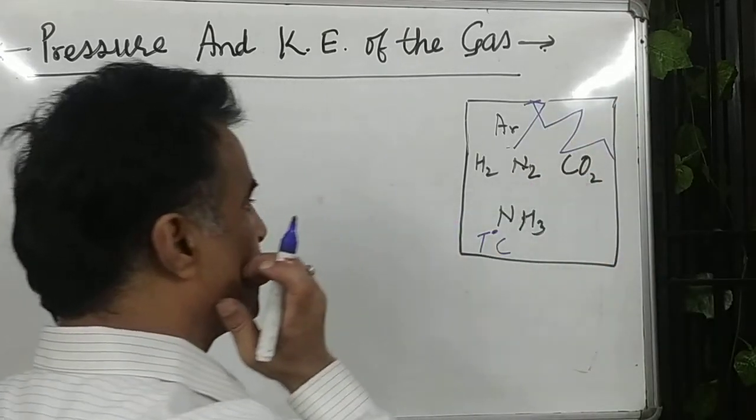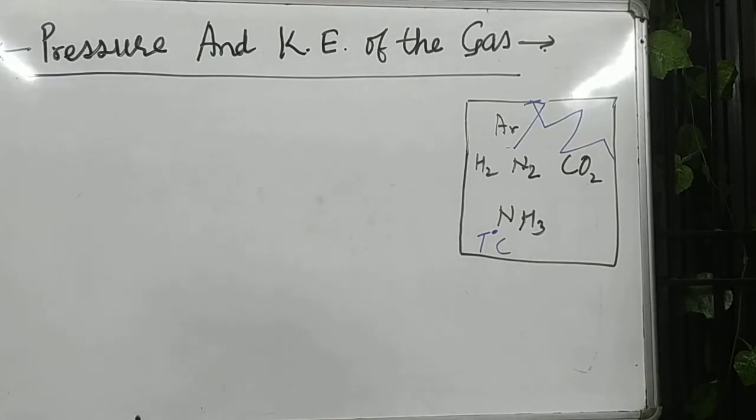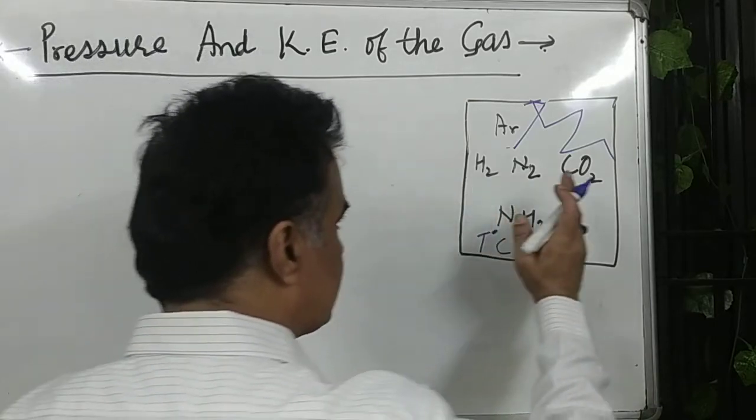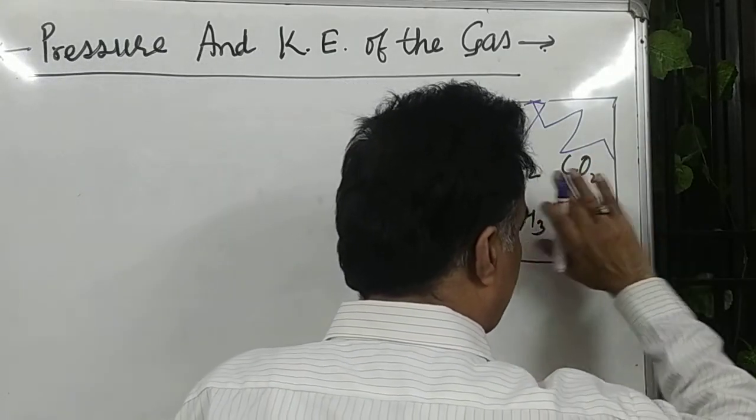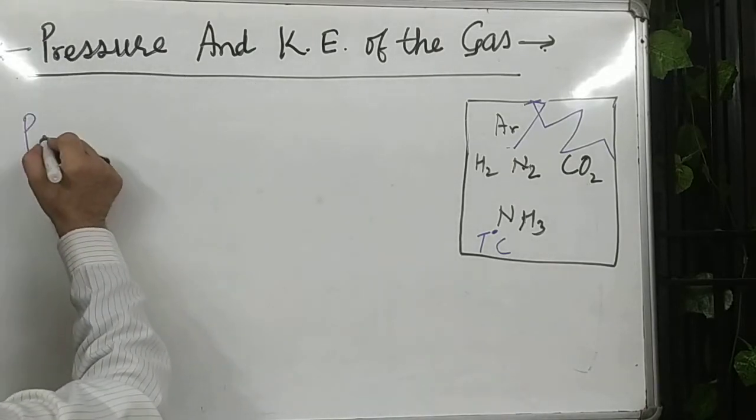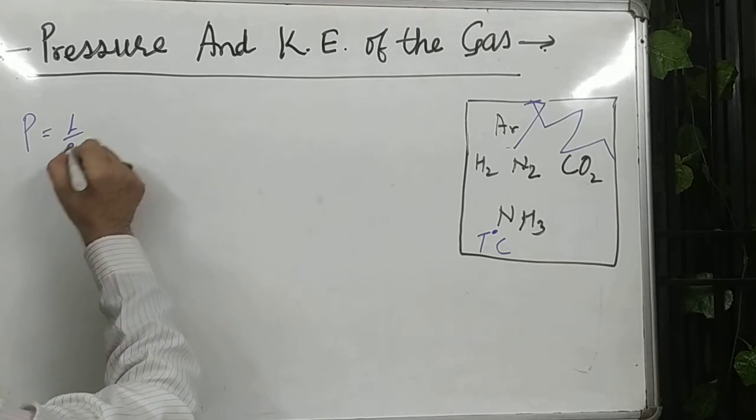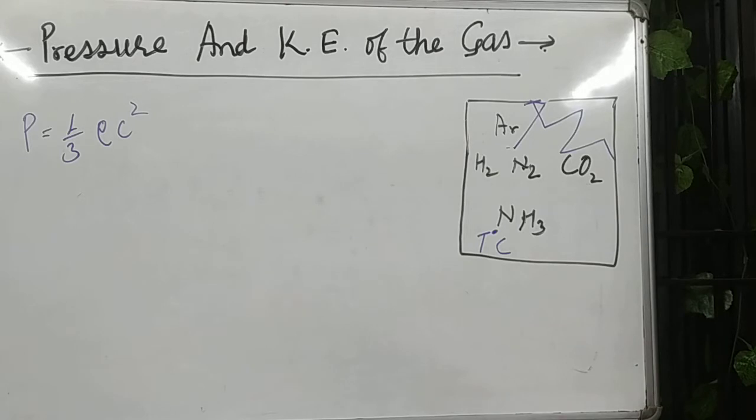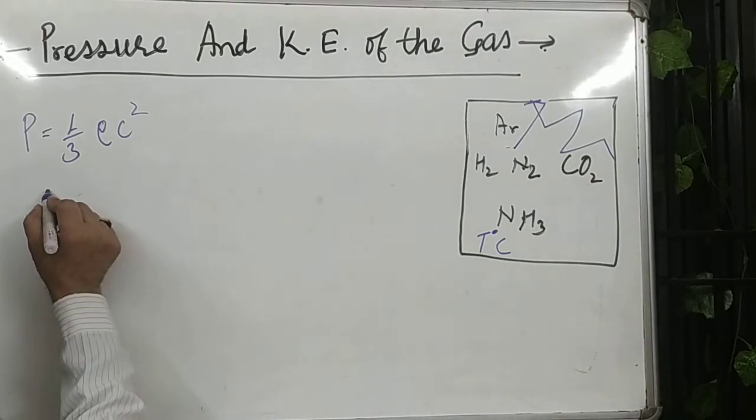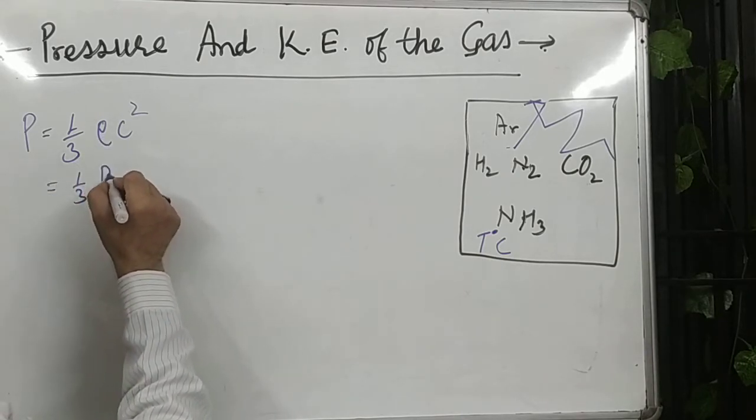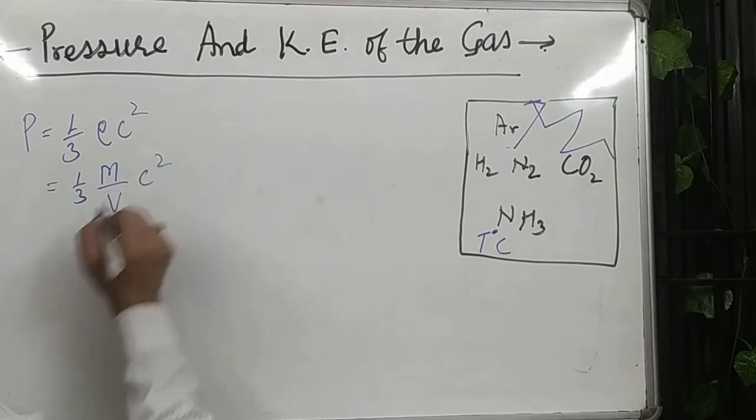They are colliding with the walls, and there is elastic collision. On collision with the wall, they apply pressure. This pressure value is P equal to 1/3 rho C square. This is the pressure value, this is 1/3, and this is density. Density is mass upon volume into C square.